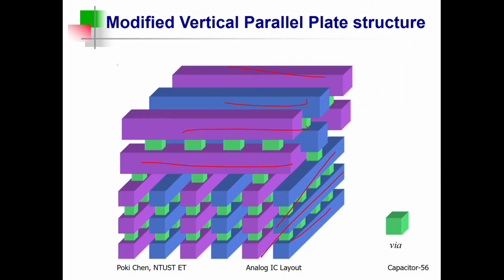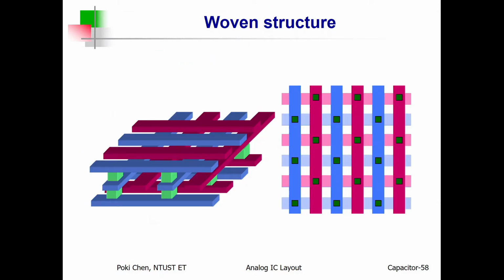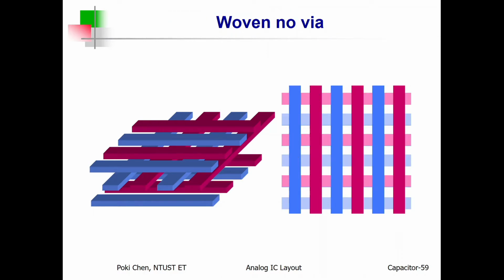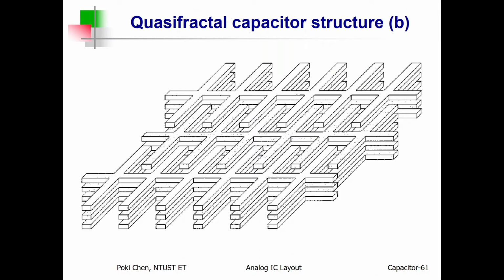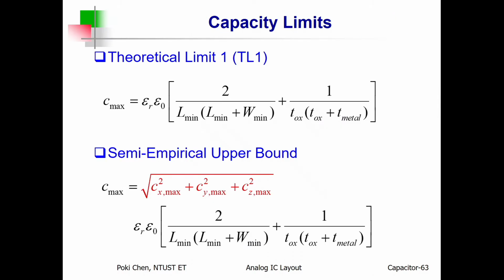Okay, let's go further. The authors have quite many crazy ideas for layout pattern. One is called woven structure, without via or with via quasi-fractal capacitor. Because as I mentioned, they belong to the same group, so they still concern something about fractal geometry. So they would like to do something very similar to that. So they have such kind of quasi-fractal capacitor structure A, B, C, and D, blah blah blah blah.